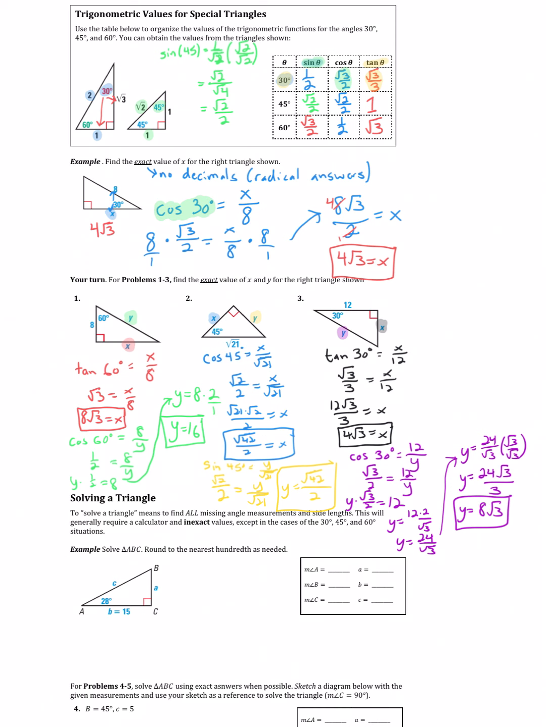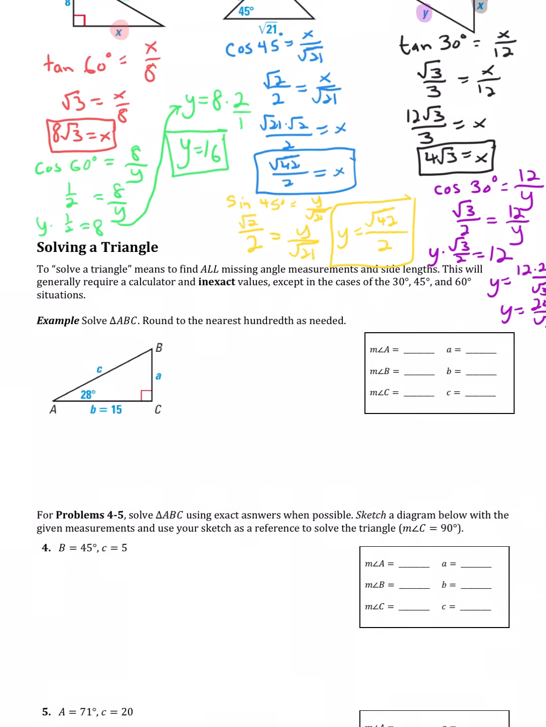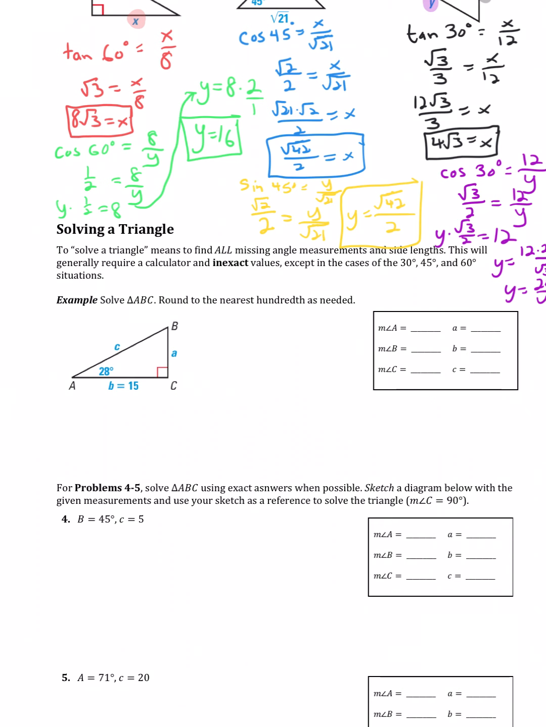All right, so for the second part of class today, we're going to be talking about solving triangles. Solving triangles means we're going to look for every single angle and every single side of each specific triangle. When we're solving triangles, we're going to require a calculator. It doesn't have to be a graphing calculator, but it has to be a scientific calculator with sine, cosine, and tangent at the very least.